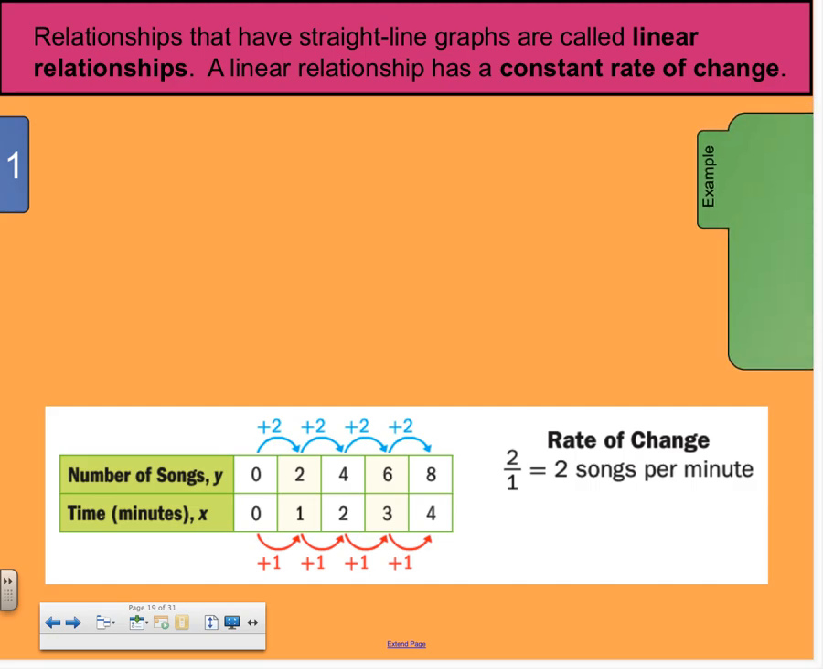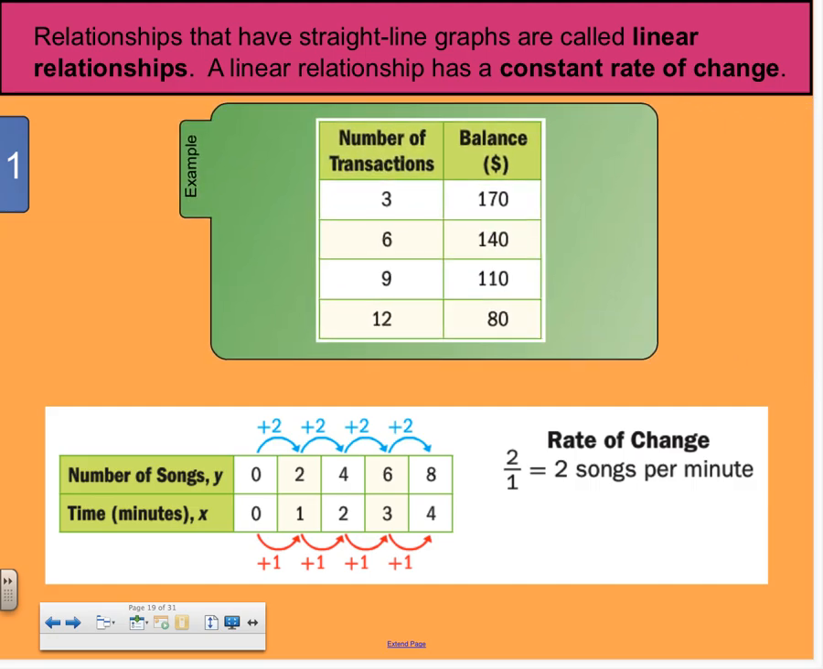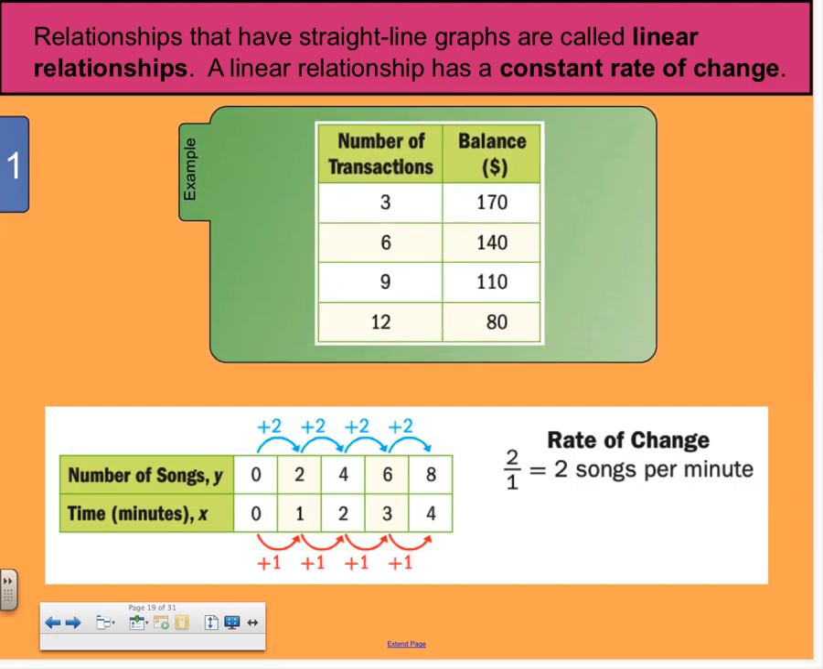Let's look at your first example. This should be on page 172. I want to know if this relationship is linear. In other words, if I took these points and graphed them on a coordinate plane, would it have a straight line? So I know that a linear relationship has a constant rate of change. So what I'm going to do is analyze both sides of this table to see if we have a constant rate of change.